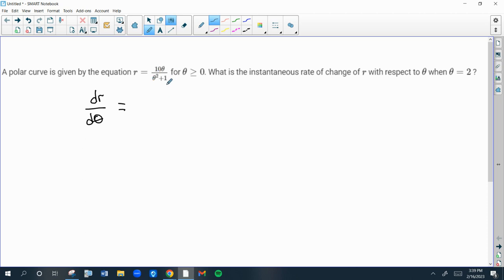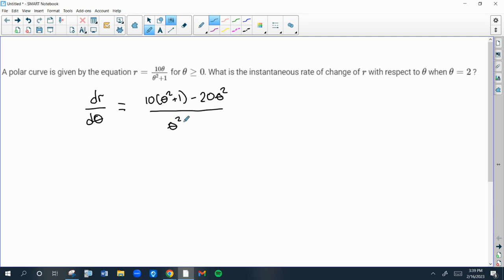This is 10 theta over theta squared plus 1, so it is a quotient rule. So I have the bottom times the derivative of the top, minus the top times the derivative of the bottom. The derivative of the bottom is 2 theta, so this would be 20 theta squared, and all over the bottom squared.